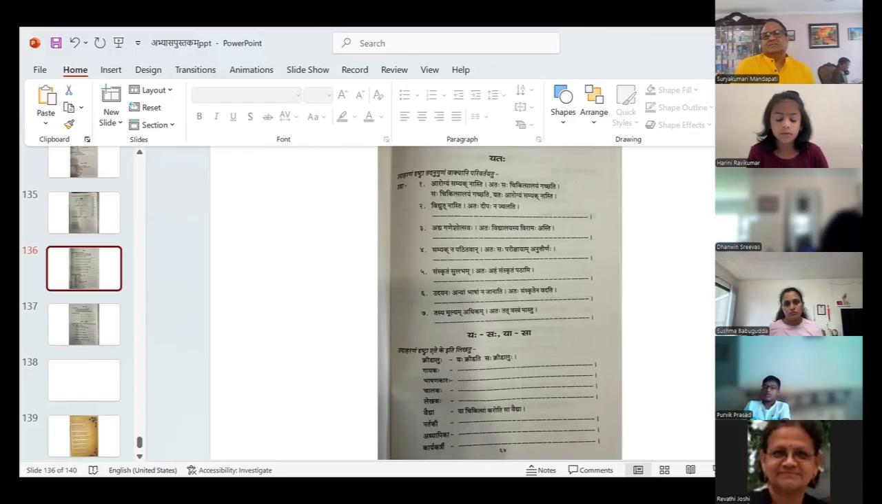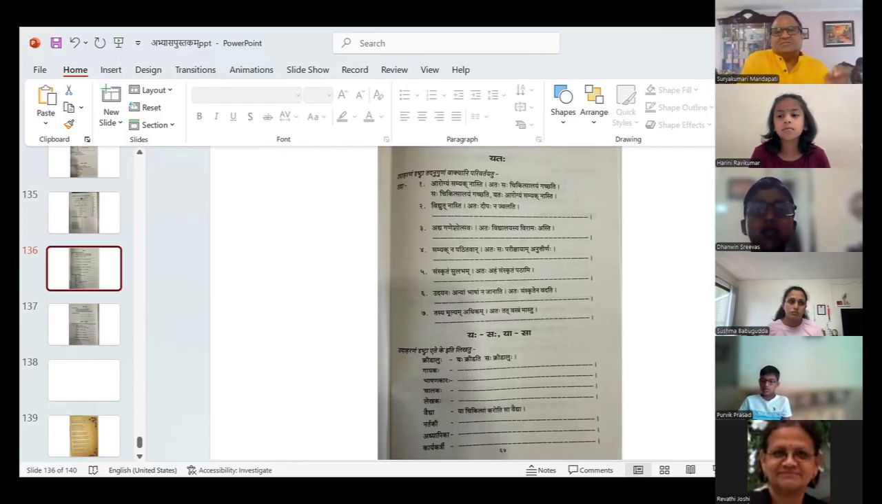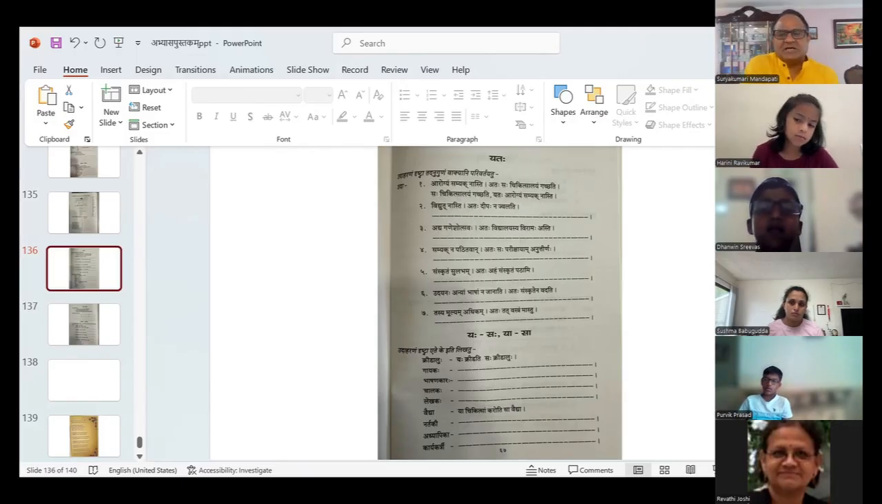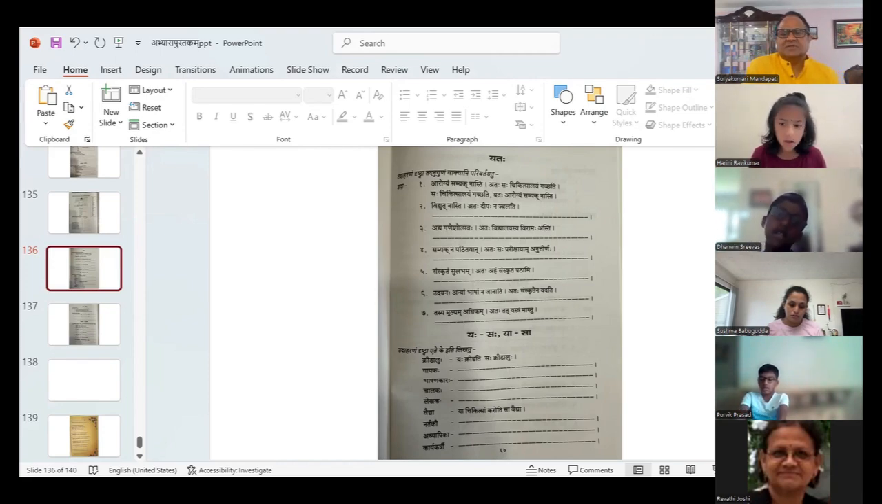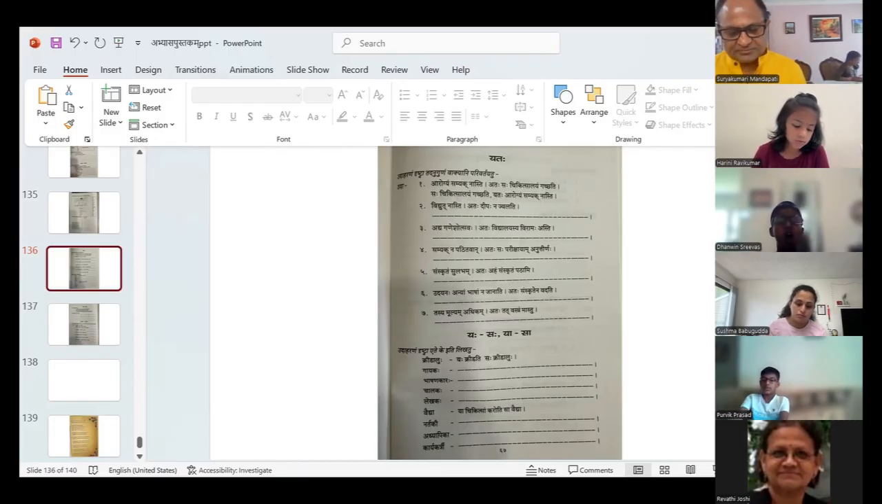Yat tat. Yat pustakam avashyakam tat krinatu. The book which is necessary, you buy that. Yat tat. Yaha saha. Pullinge yaha saha. Strilinge ya sa. Napumsakalinge yat tat. So you look at the exercise here.